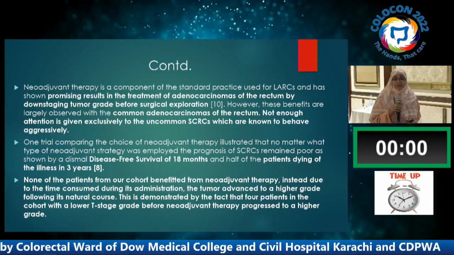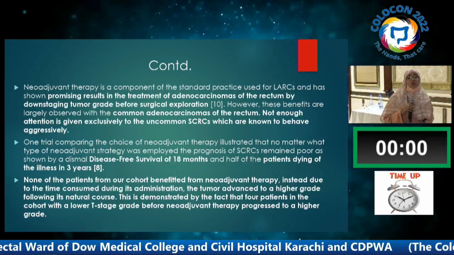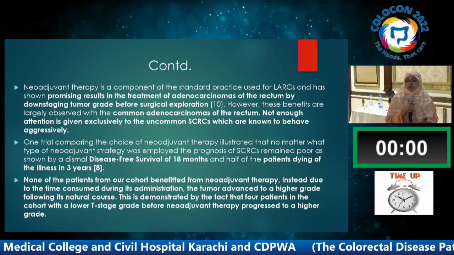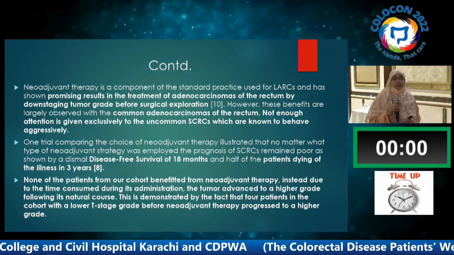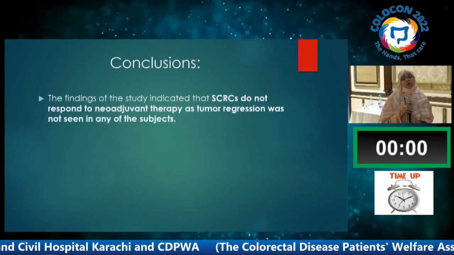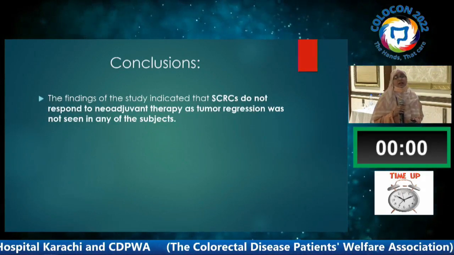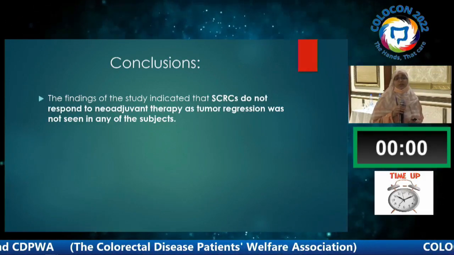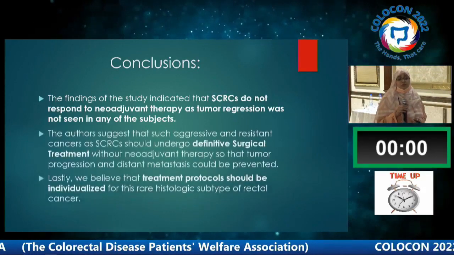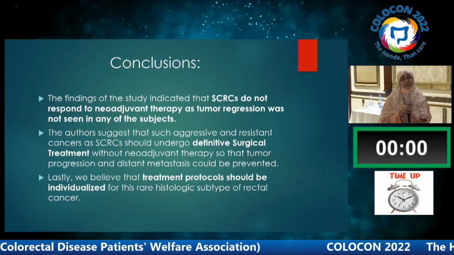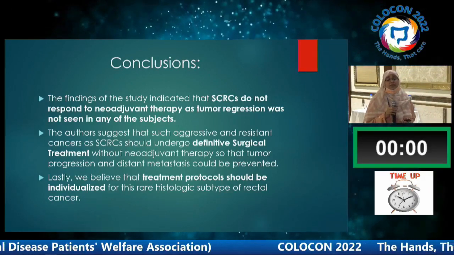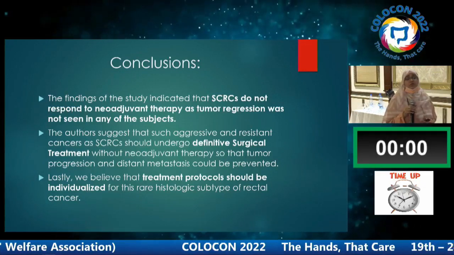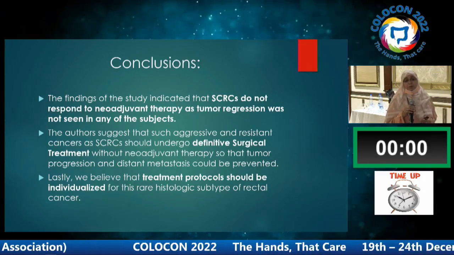This is demonstrated by the fact that the 4 patients in the cohort with T3 stage went up to T4 after 6 months following the neoadjuvant treatment trial. So the conclusion of our study is that CRCs, signet ring cell tumors, do not respond to neoadjuvant therapy, as tumor regression was not seen in any of the subjects. We suggest that such aggressive and resistant cancers as signet ring cells should undergo definitive surgical treatment without neoadjuvant therapy so that tumor progression and distant mets could be prevented.